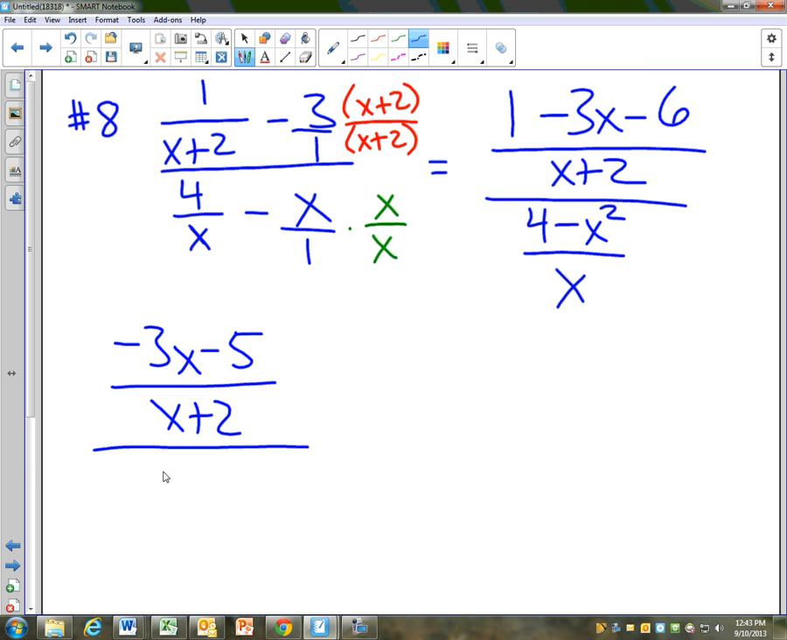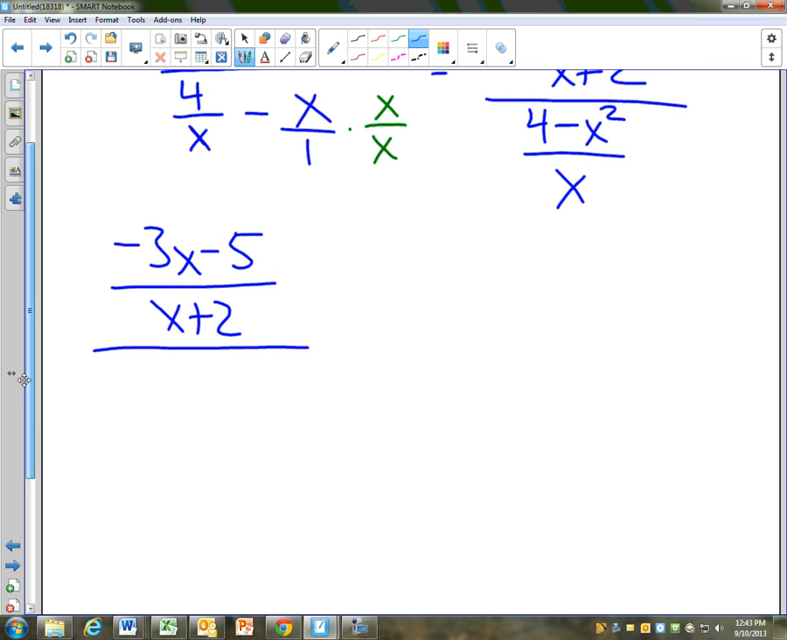Sometimes this is a good place to, if something does factor, you might be able to save a step here. There's 4 minus x squared, which factors. It's the difference of 2 squares. It's not x plus 2 and x minus 2. It's, I'm sorry, it's 2 plus x and 2 minus x.